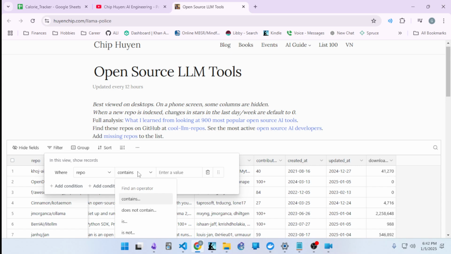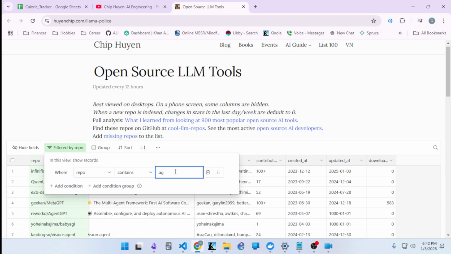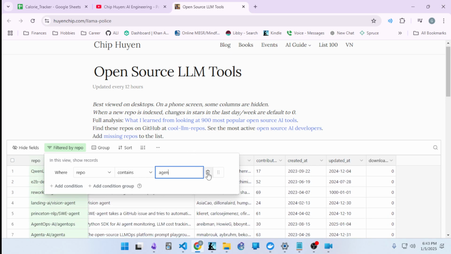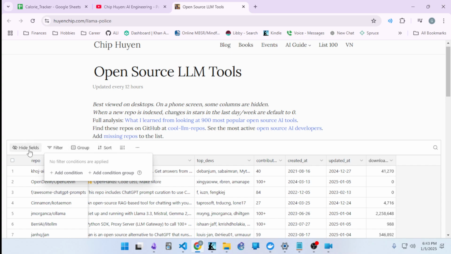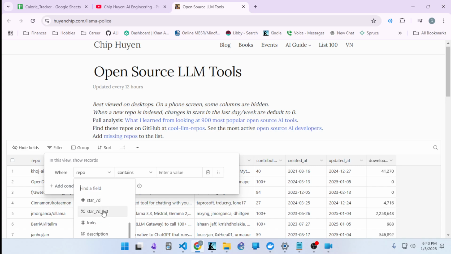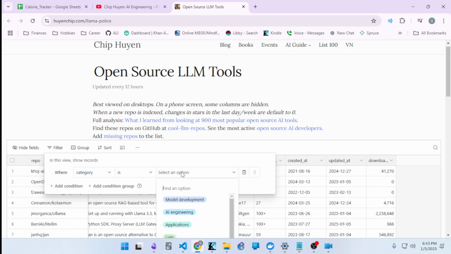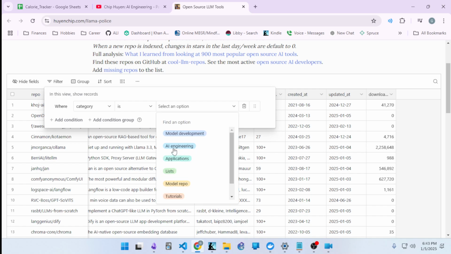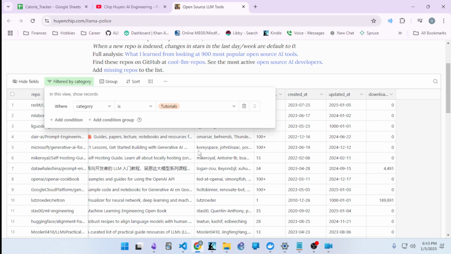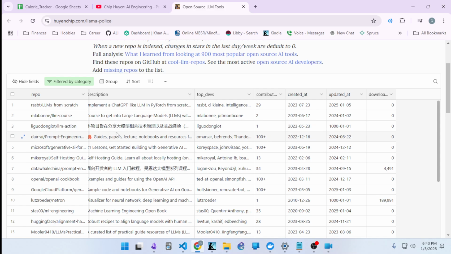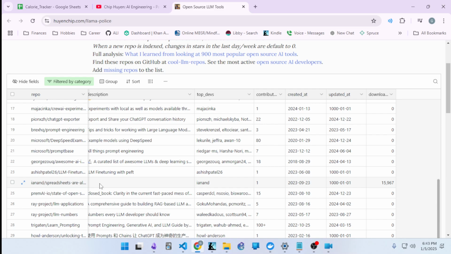So we can add a condition here. We can see where the repo contains... Oh, so that would be for the name of the repo. So let's not do that one. Okay, so we can hide a field. So instead of the repo, let's do the category. And the category is aha. There we go, perfect. Let's do tutorials for the category, because that would be a good thing to do next after this. These are all tutorials for learning. And then the devs are all listed there.